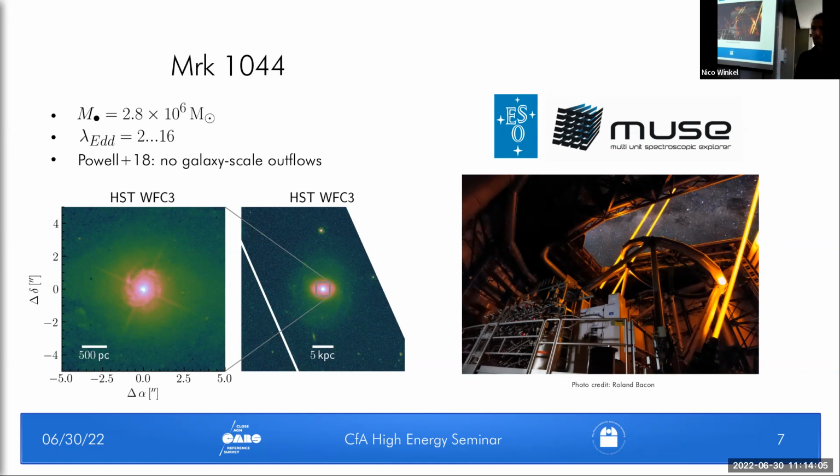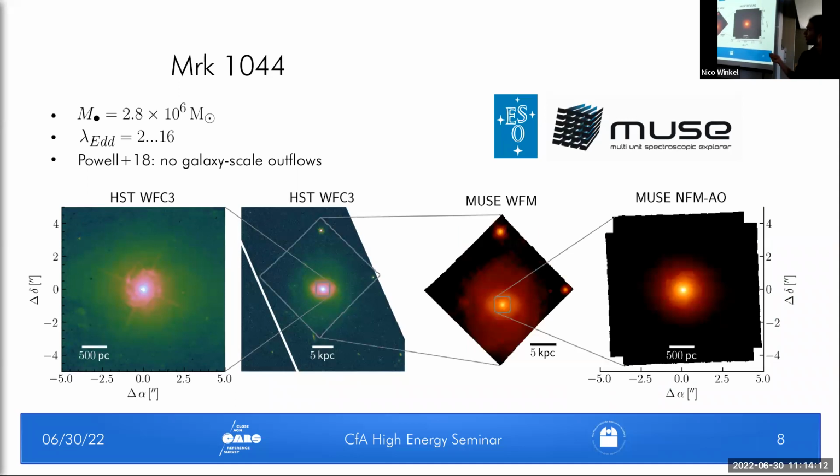Now, as part of the Close AGN Reference Survey, we have observed this galaxy with MUSE. The data from the wide field mode has already been analyzed in a work from Meredith Powell, where they found that there are no traces of AGN activity on galaxy scales, in the sense that there are no AGN-driven outflows that extend over several kiloparsecs, which is kind of surprising, given that you have such a luminous AGN. One would maybe expect that there would be some disturbance on the galaxy scales.